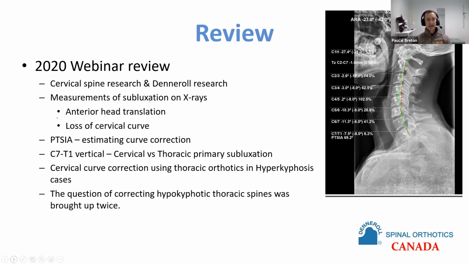We taught you guys how to measure some of these subluxations or some of these deviations on x-rays. We talked about measuring anterior head translation and loss of curve, which were really the two primary indicators that most of the research today is looking at.